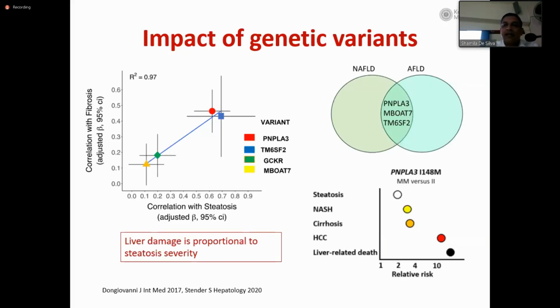And the diagram in the right lower corner will show that one of the most highly significant variants related to non-alcoholic fatty liver disease, PNPLA3, not only increases the risk of NASH and cirrhosis, but causes a 10 times more relative risk of liver cancer and liver-related deaths.